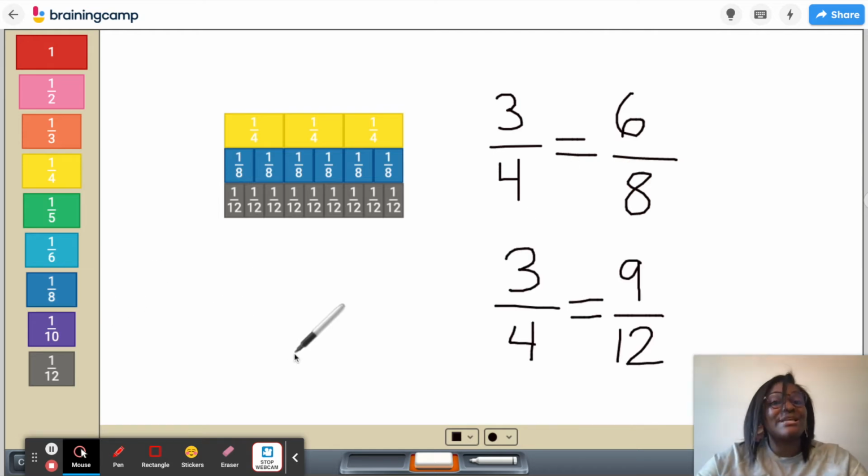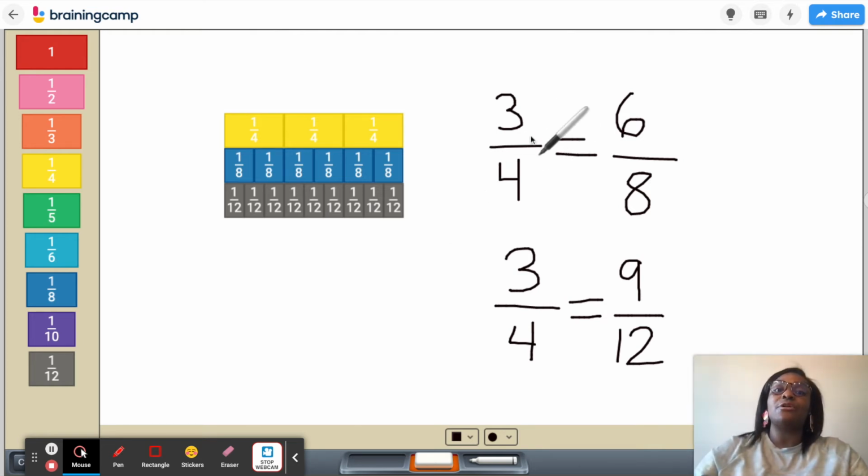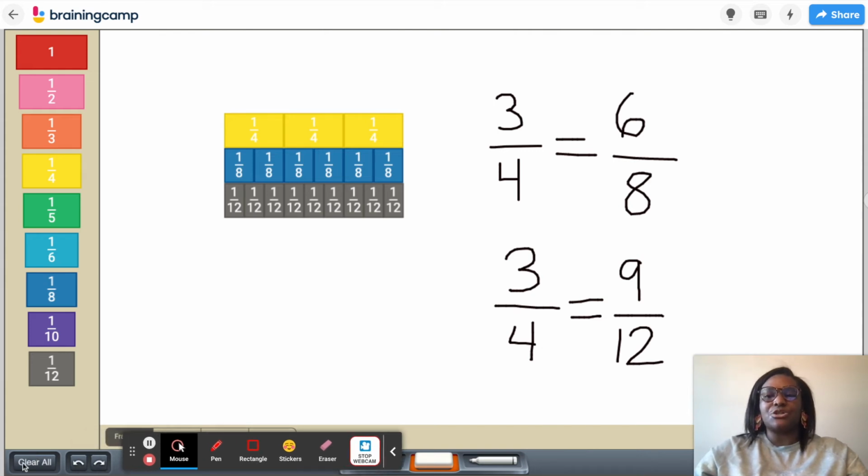This part is really good to do with upper elementary, so fourth and fifth grade, especially fifth grade, because if you're about to teach adding and subtracting fractions, they have to know how to create equivalent fractions without using visual models. So this is good to get them started as a review, because some of them might start seeing a multiplication pattern from the 3/4 to the 6/8 or from the 3/4 to the 9/12. But if some of them don't see it yet, that's okay. You'll just have them clear all and show them another fraction.